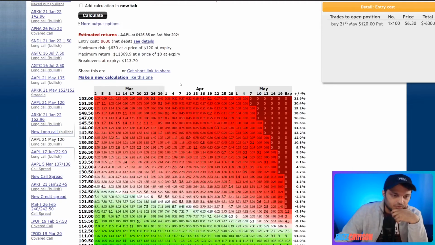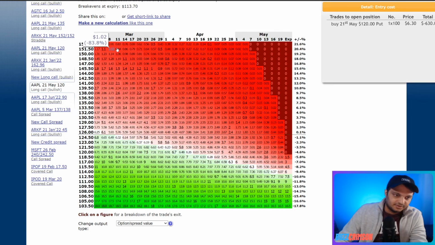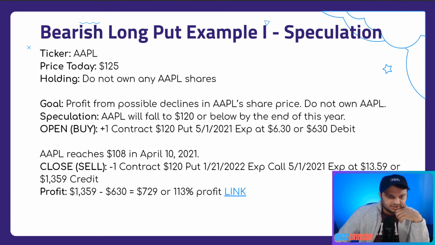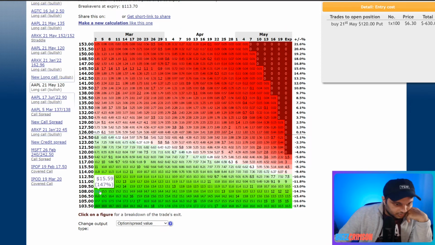Here's a profit chart. You can always click this link to see how the trade works. Since this is a put option, in a call option, the upper part of this chart would be green, but in a put option, since it's a bearish strategy, the green part is at the bottom because I will profit from declining share price. So what I said was it reached 108 on April 10. So 108 is somewhere right here, April 10, right there. The spread was $13.76.